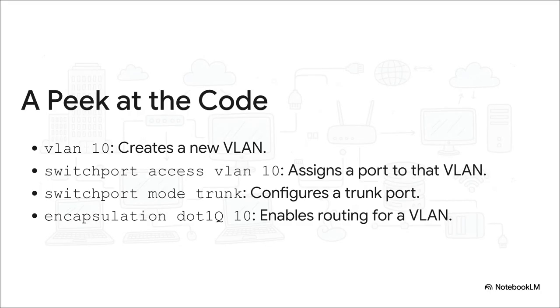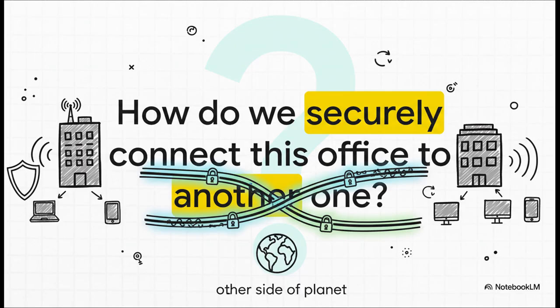And just to prove this isn't all smoke and mirrors, here's a little peek behind the curtain. This is what it actually looks like when a network engineer goes to configure all this stuff. They're typing these specific commands into a command line to create the VLANs, assign the ports, and set up all the routing we've been talking about. And there you have it, a complete, secure, modern office network built from the ground up. We connected our devices, we built secure virtual walls between departments, and we cut the cord with wireless.